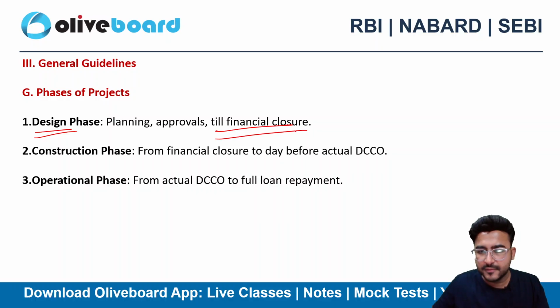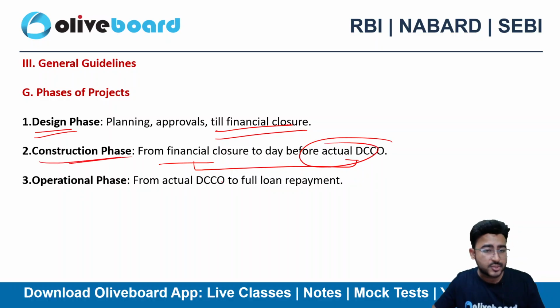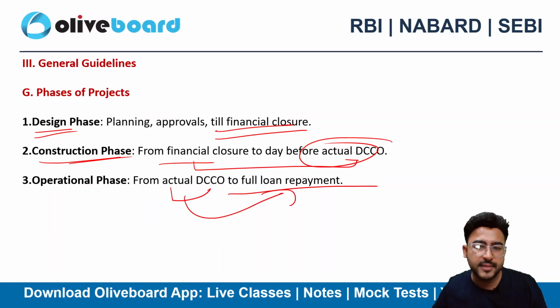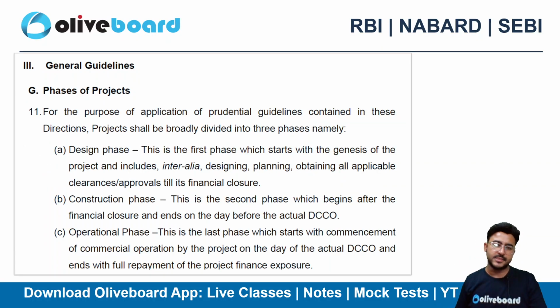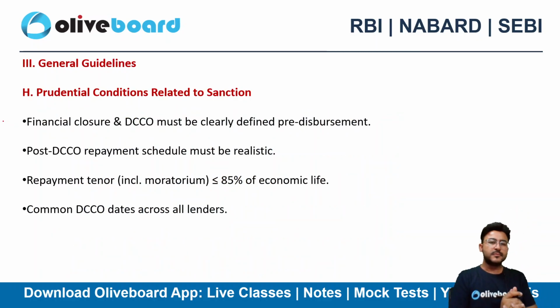We don't have the financial closure till the financial closure, right? Once you have the financial closure till the actual DCCO, you are in the construction phase, and from the actual DCCO to the actual full repayment of loan, you are in the operational phase. These are the 3 phases here, right? And that's what they have stated in the circular as well.